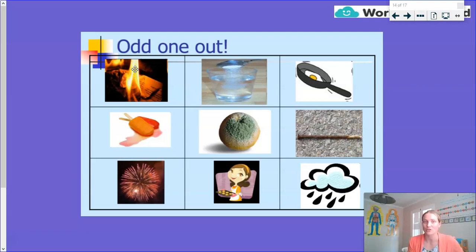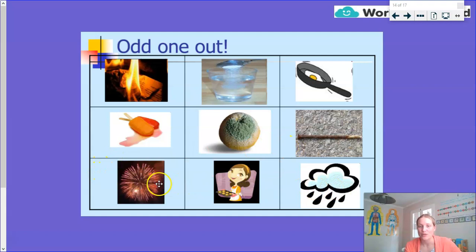It's a chemical change. The middle row: melting ice lollies, a mouldy orange and a rusty nail. Well, the odd one out is the ice lolly, because that is a physical reaction. I can change that back by freezing the liquid that I get off those ice lollies. I will never be able to demold that orange and get it back to its original condition. And the rusty nail there, I can get rust off, but it will never be exactly the same. The nail will have lost its luster and it's actually corroded slightly.